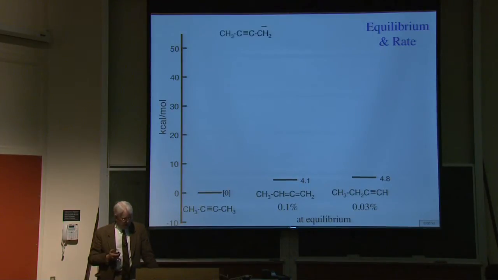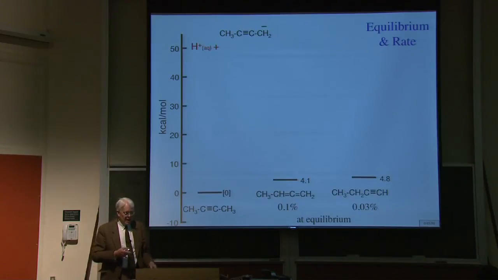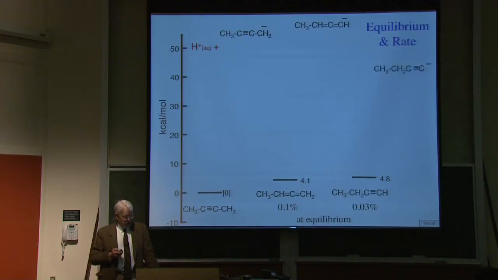So at equilibrium, given those energies, there's only 0.1% of the 1,2 diene and 0.03% of the terminal acetylene, so very little of those. Okay, so we just talked about the fact that the internal acetylene could be acidic because of the pi bonds next door, making the anion more stable. So indeed, you could do that. Or you could do this one. That was on the previous slide as well.